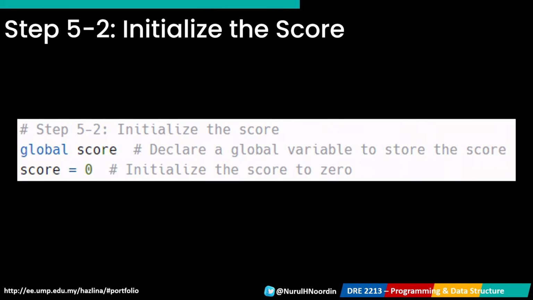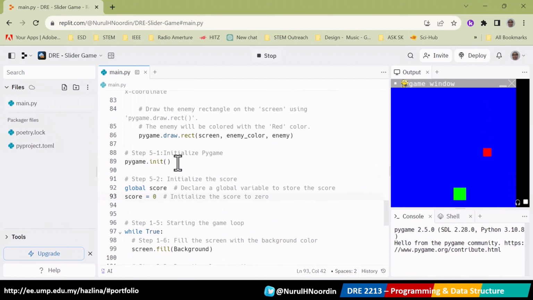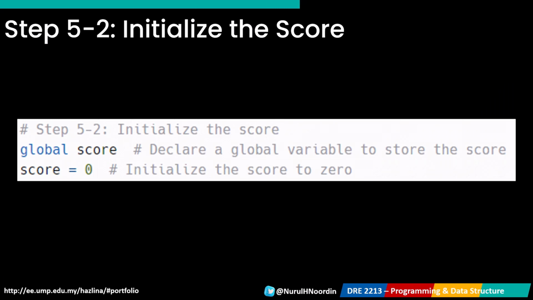In step 5.2, we are diving into the world of scores, a vital component in any game. Scores not only track the player's progress, but also add a competitive edge to the gameplay. Let's explore how we are initializing the score in our game. First of all, what is the score? The score is a numerical representation of the player's performance in the game. It can signify success, challenges, and the pursuit of improvement.